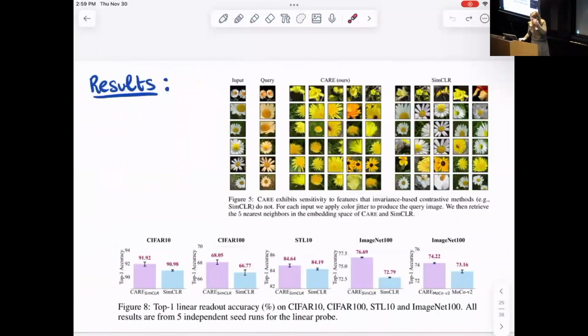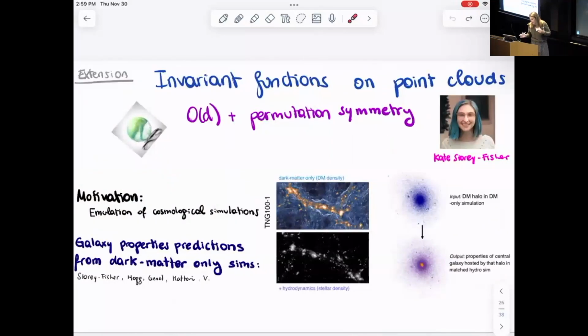Okay. So this is for orthogonal transformations, and the next thing that I wanted to discuss is an example of orthogonal transformations plus permutation symmetry that comes from a problem in cosmology. I'm not an expert in astrophysics or cosmology, but I have collaborators like Kate Storey-Fisher, who was a student of David Hogg at NYU, and we worked on this project together, and I come from the math side, so bear with me.